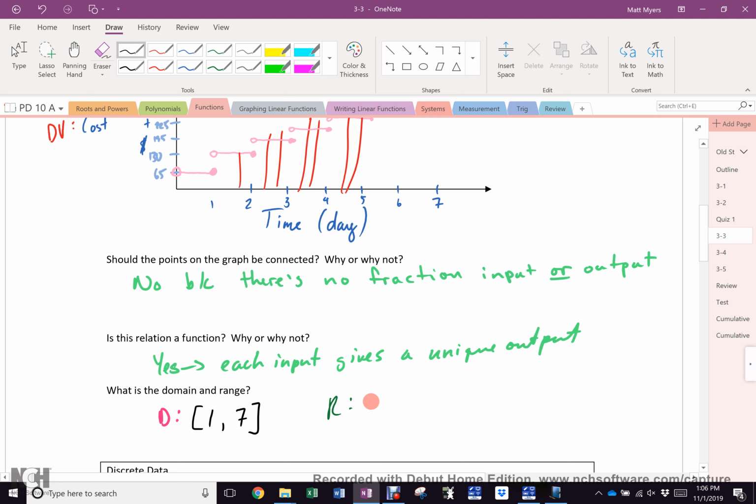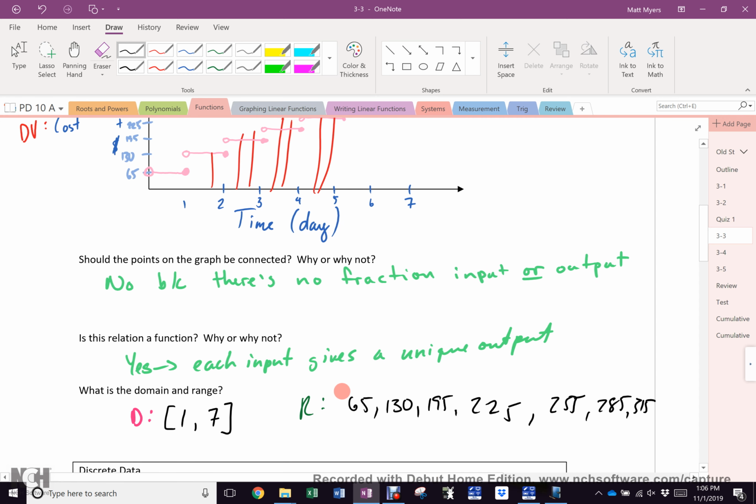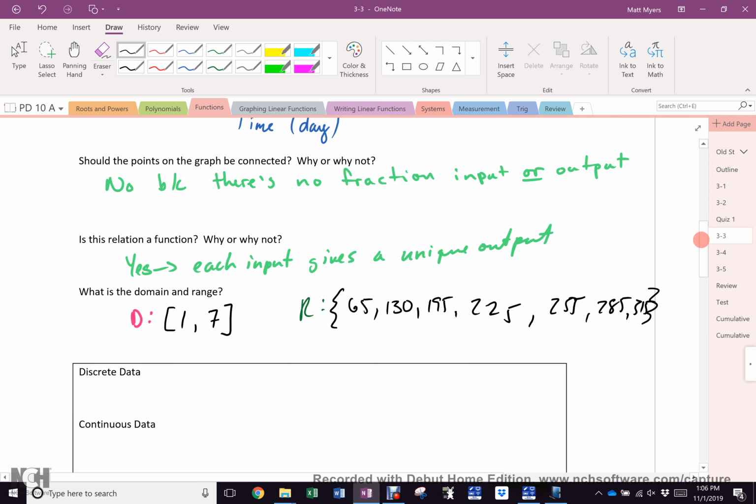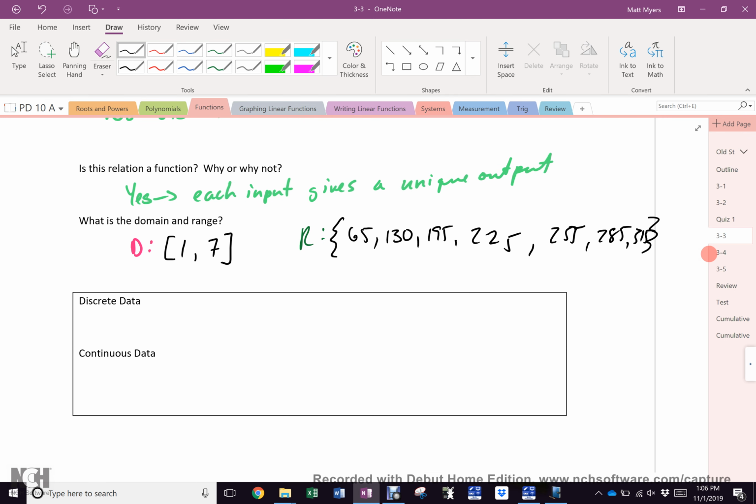No, because there were no options of range except 65, 130, 195, 225, 255, 285, and 315. Can I put anything other than squiggly brackets around those? No. Right? Excellent. Now, this is discrete and continuous data.